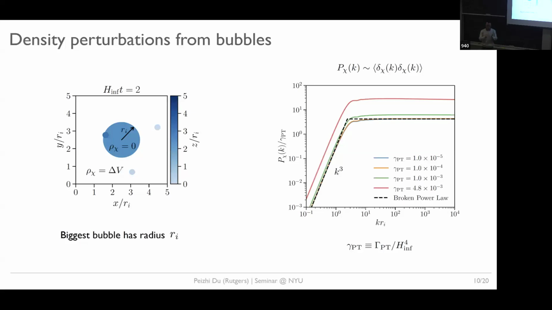So that means at any time you can nucleate a bubble, the rate is almost the same. So that's why you get this kind of scale invariant behavior at a small scale. But that's typical of this kind of model.